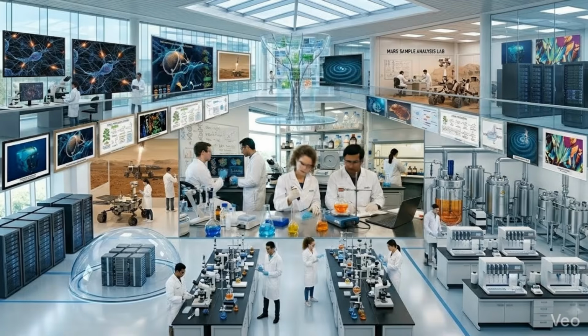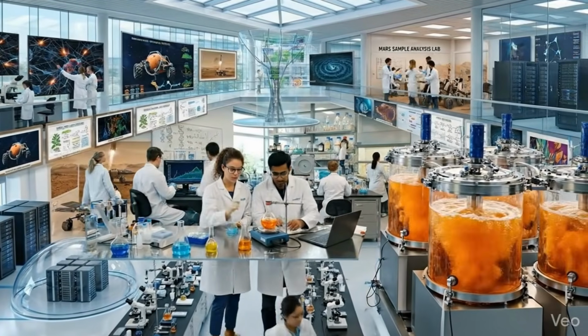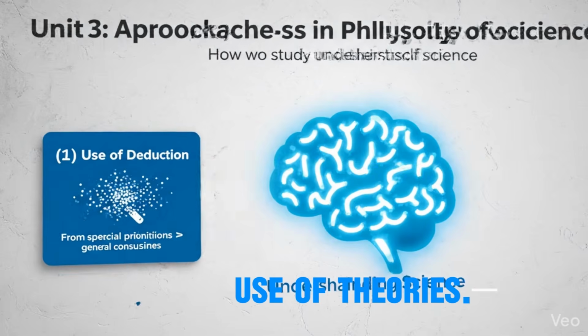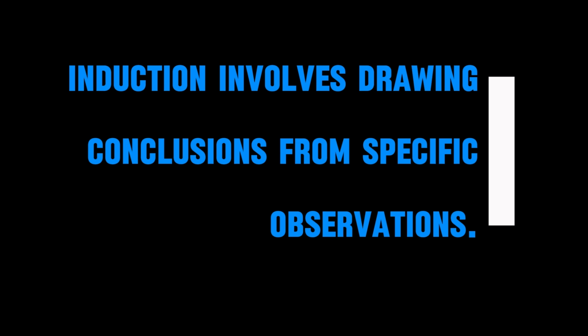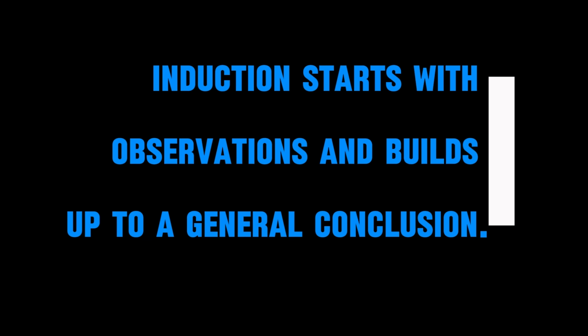Unit 3. Approaches in philosophy of science. Philosophy of science uses several key approaches to study and understand science, including use of induction, use of deduction, establishment of facts, establishment of laws, and use of theories. Let's discuss each of the approaches. Induction involves drawing general conclusions from specific observations. It moves from concrete facts to broader generalizations and helps validate hypotheses using data. Induction starts with observations and builds up to a general conclusion.